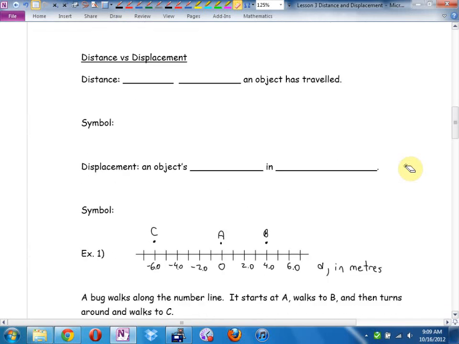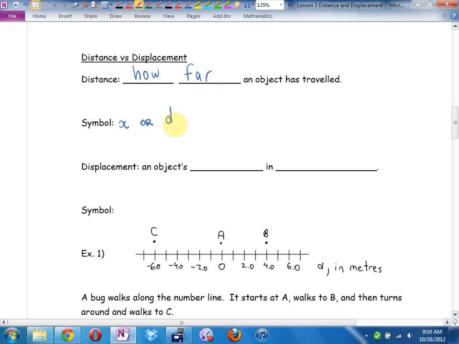Distance versus displacement. Distance is how far an object has traveled. Symbol. Sometimes they'll use an X if they're talking about a graph and they want you to walk along the X-axis, or I usually use a lowercase d, which technically is bad physics, but it's easy to remember. In calculus, the letter D has a very significant special meaning, and so in first-year university physics, you'll almost always use either X or the letter S for distance. Why S? Latin.